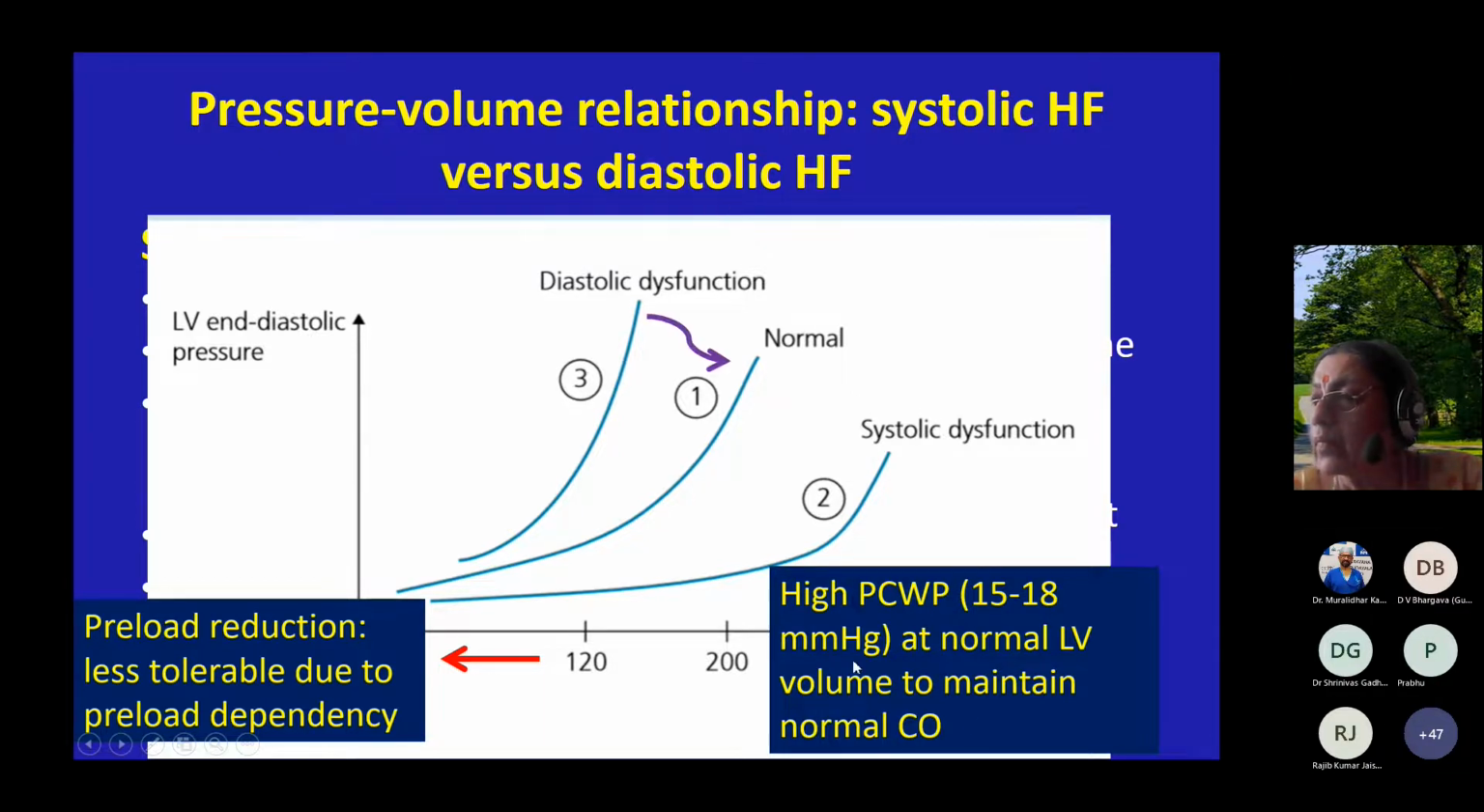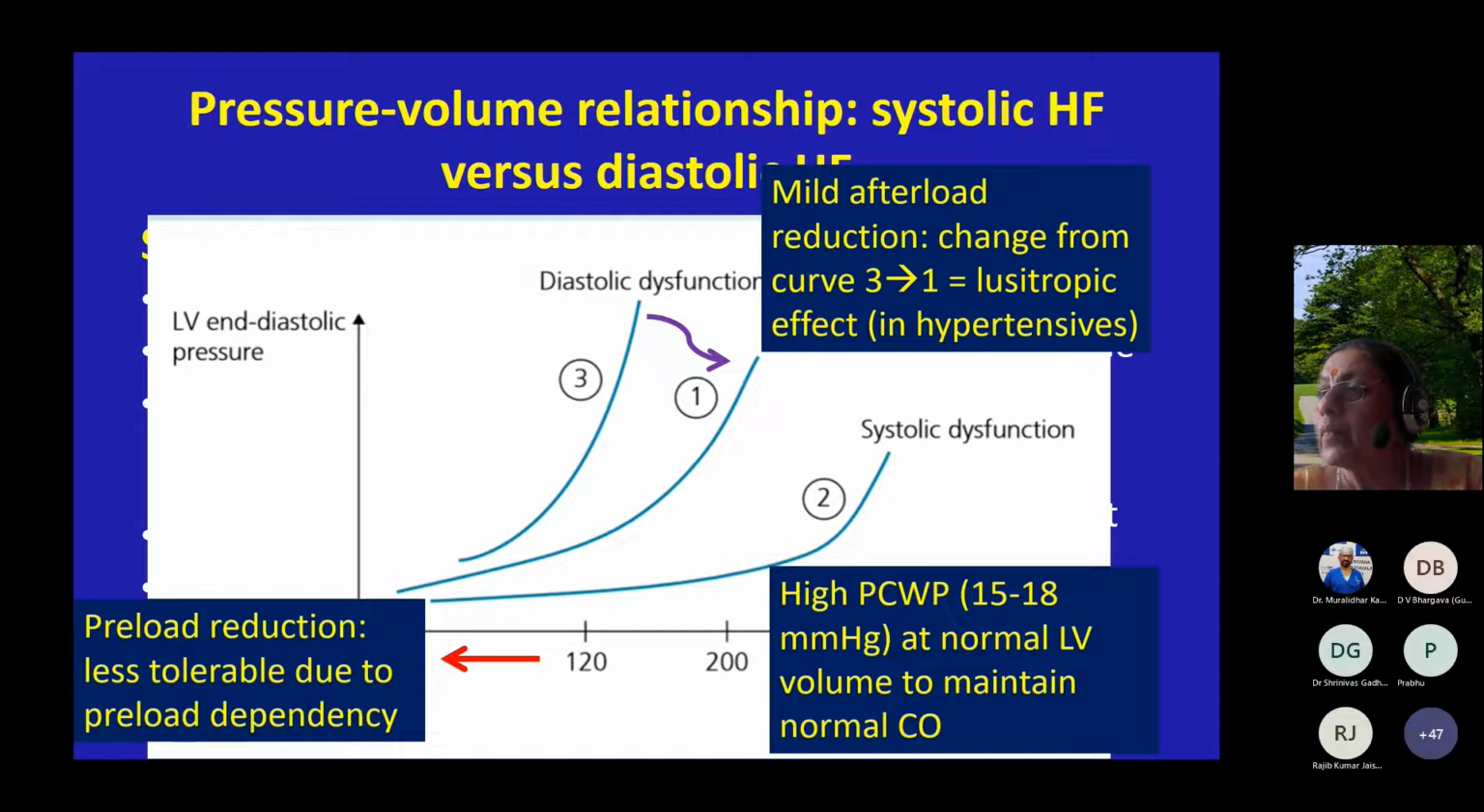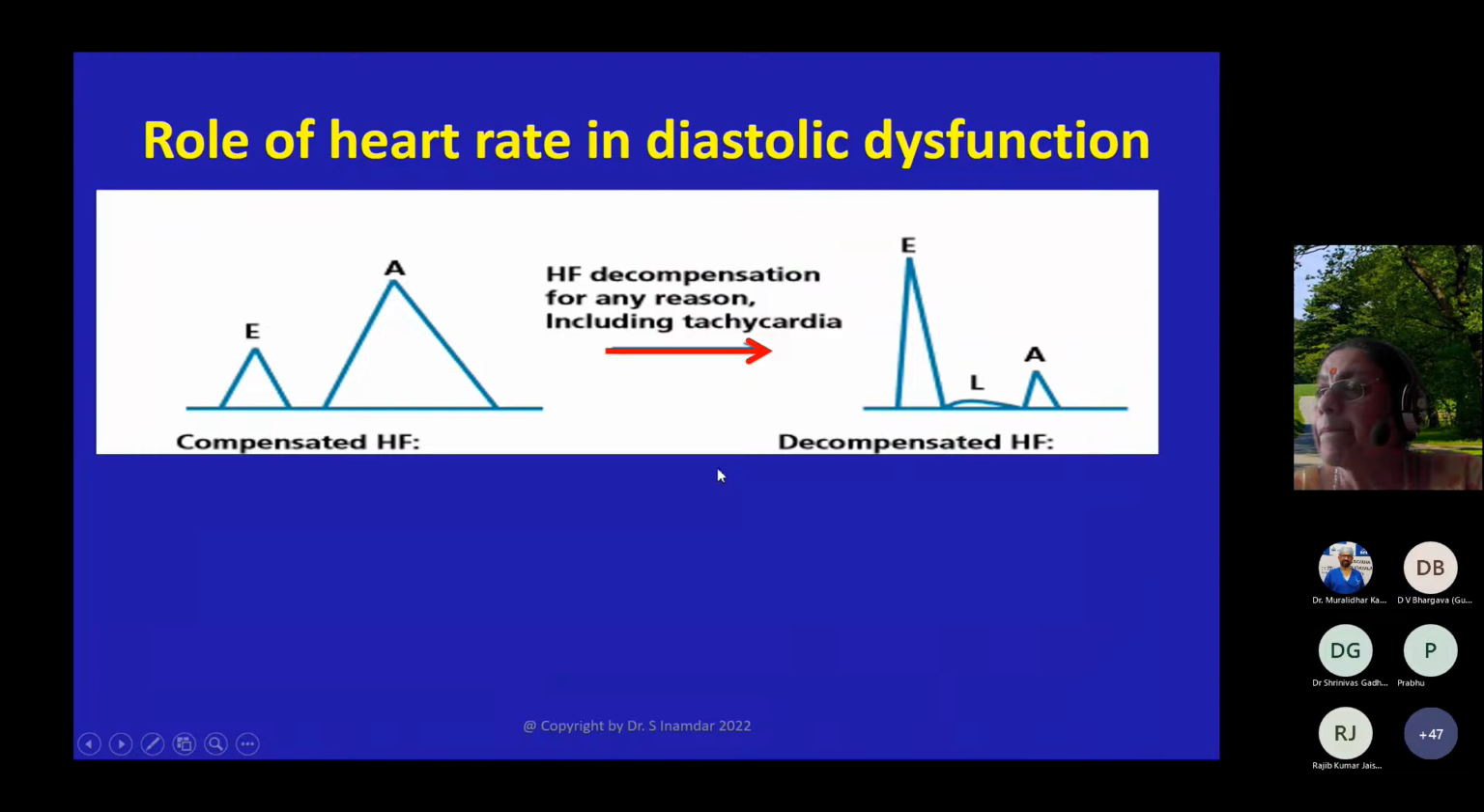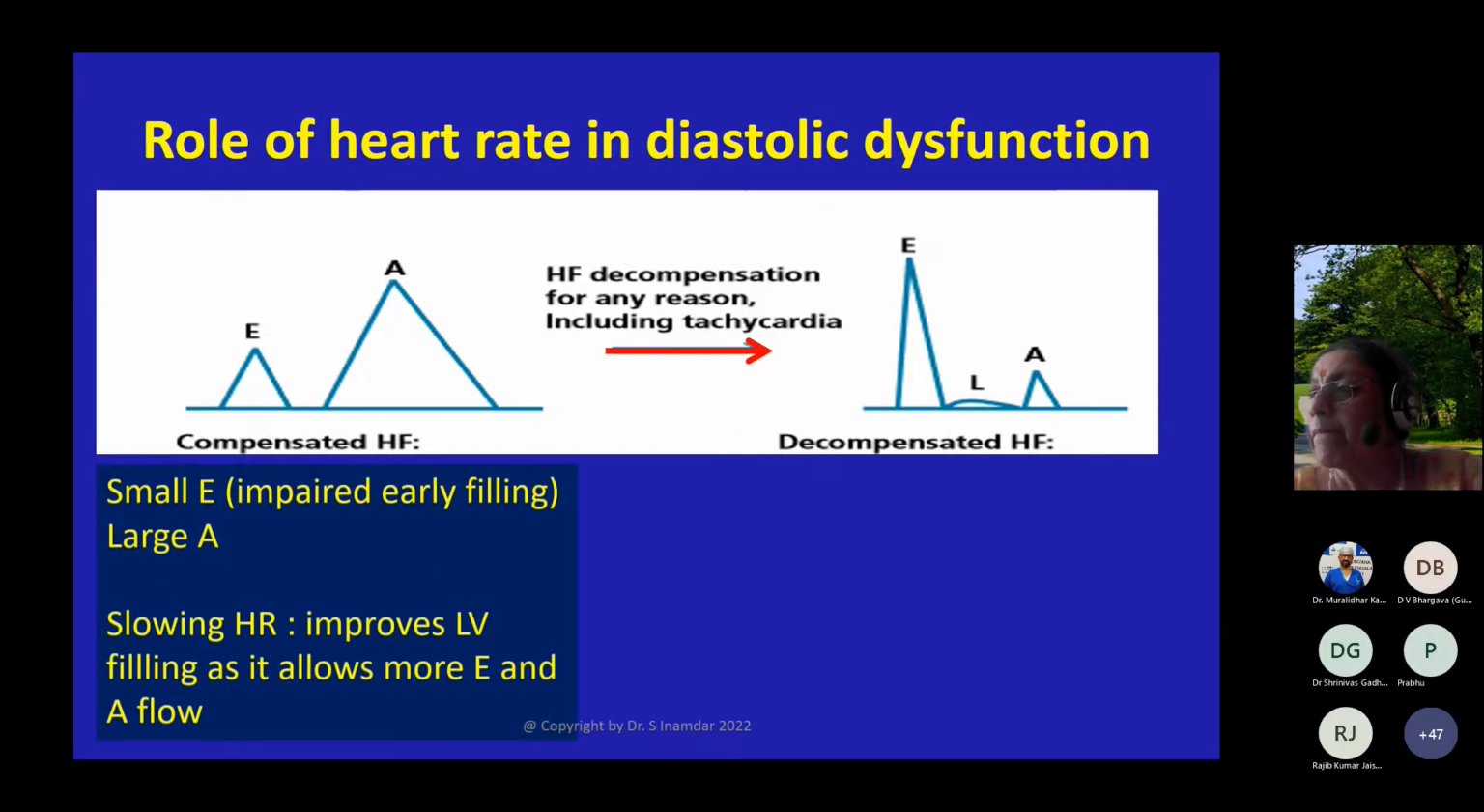So how does one manage if we are not able to give diuretic? How would one manage and bring this patient to normal? Give a mild lusitropic drug. Mild afterload reduction. The word mild is important. Change the curve from 3 to 1. So this concept is also very important.